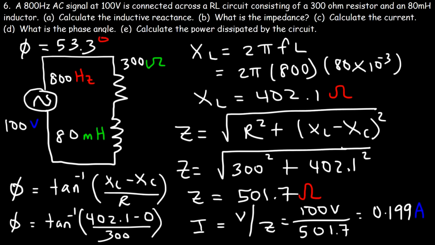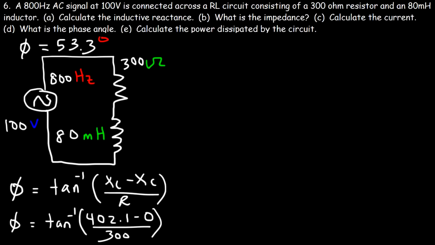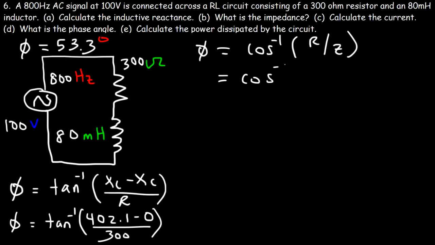Now there's another way in which we can calculate the phase angle. We can use this formula as well. It's equal to the arc cosine of R divided by Z. So the resistance is 300 and the impedance was 501.7. I believe that was the number that I used before.